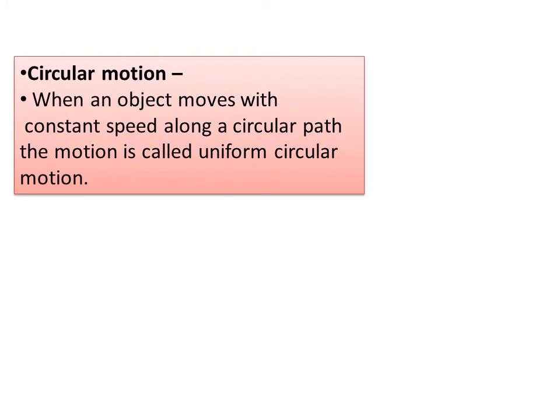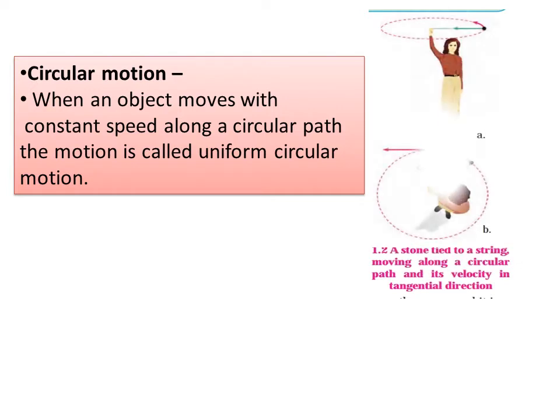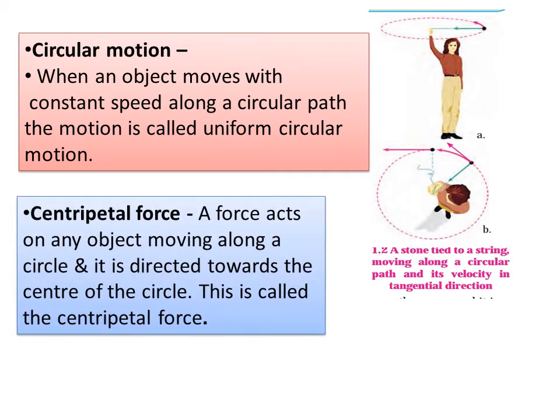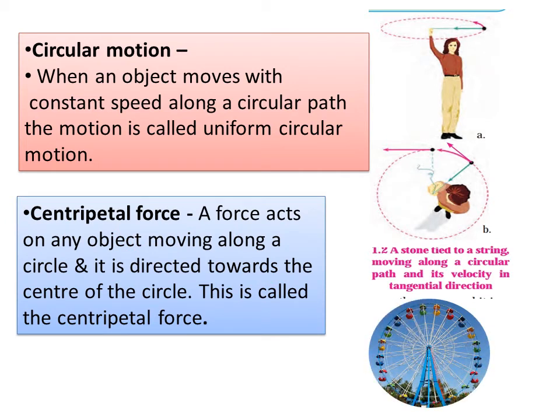First is circular motion. When an object moves with constant speed along a circular path, the motion is called uniform circular motion. For example, as you can see on the screen, rotation and revolution are examples of circular motion. Centripetal force: a force acts on any object moving along a circle and it is directed towards the center of the circle. This is called the centripetal force.